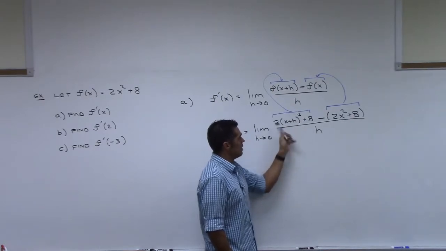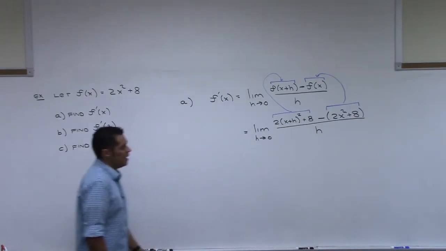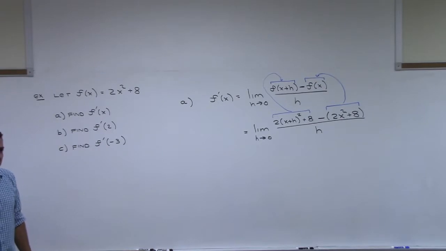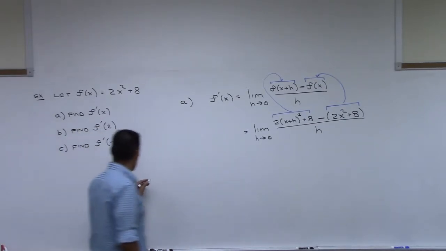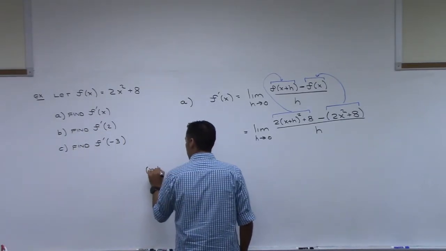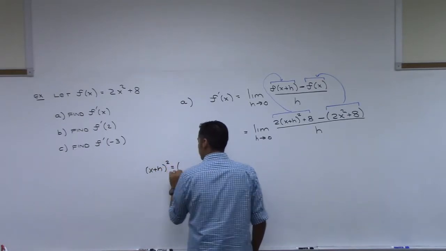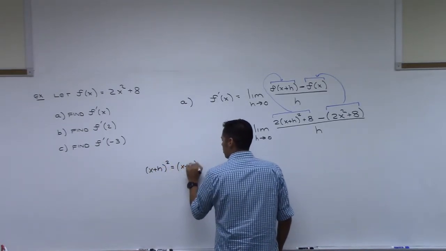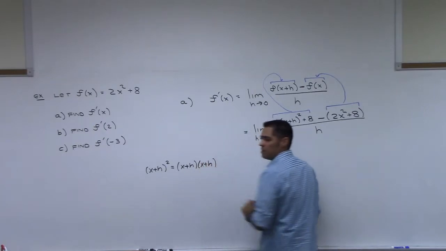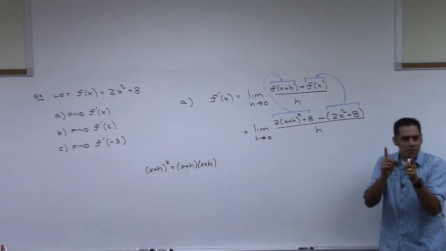So if I'm going to do this, what should I work on first? If I'm going to try and figure out what this is, the x plus h squared, I need to do that first. Now be real careful with that, because I'm going to do it like scratch work over here on the side. X plus h squared means x plus h times x plus h, right? That's what that means. You do not just square each one.